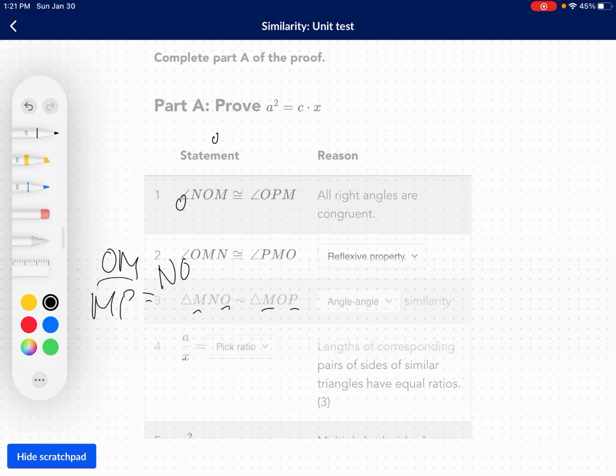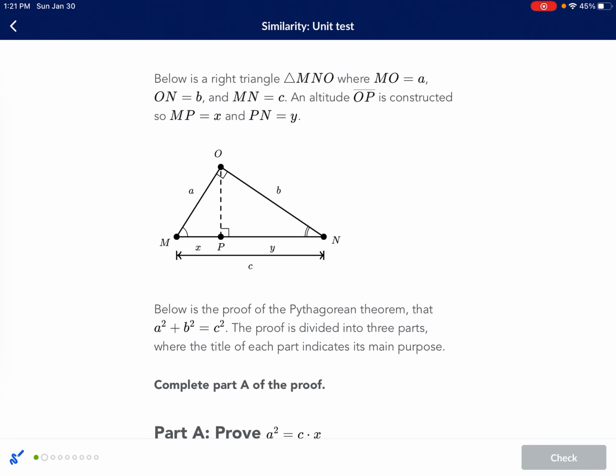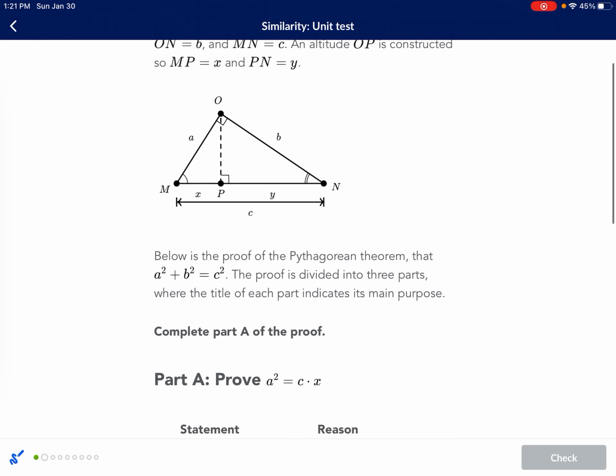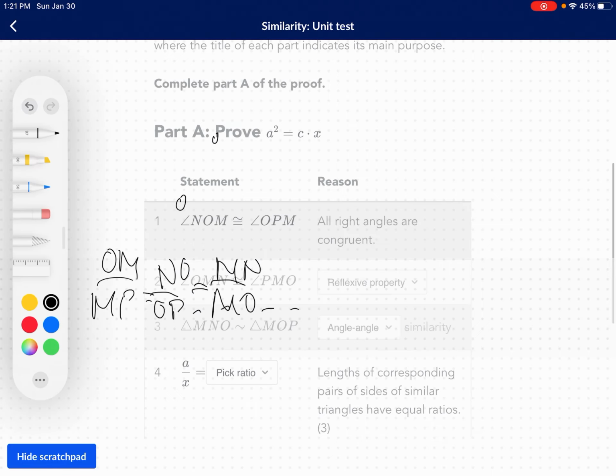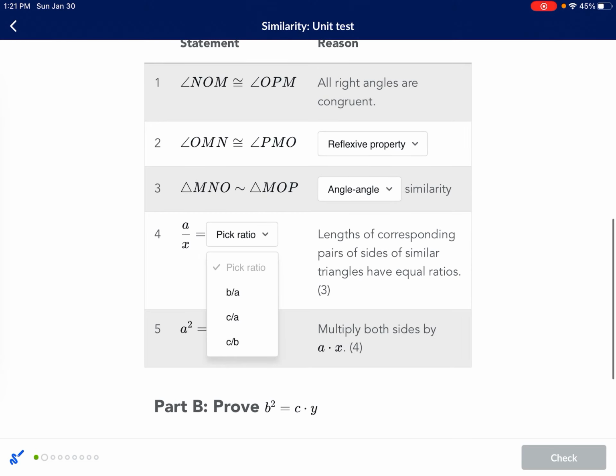Let's see. Okay, so NO over OP equals, and last but not least, MN over MO. So NO over OP is B over the dashed line, and MN over MO is C over A.